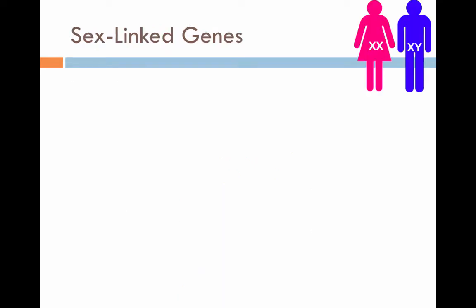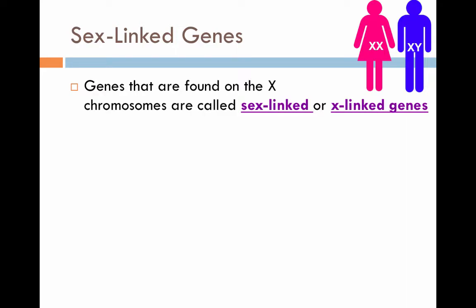Here's where it gets a little more complicated. Any genes that are found on the X chromosome are called sex-linked or X-linked genes. Remember how we have about 20,000 genes? Well, most of those 20,000 genes are found on the other 44 chromosomes. But the remaining 2 chromosomes, either 2 X's or an X and a Y, have some of the remaining genes. Therefore, they are called sex-linked or X-linked genes.